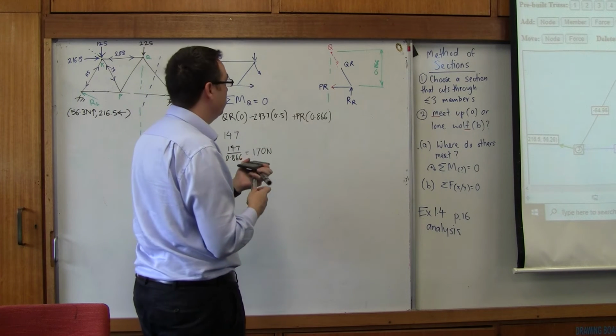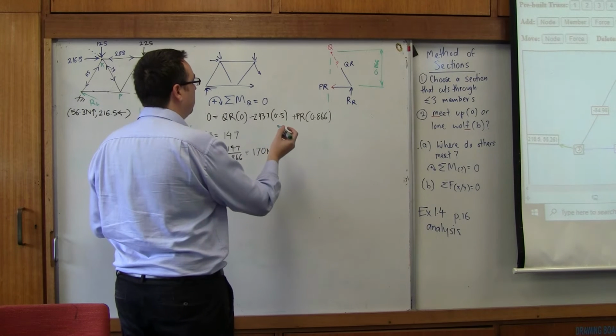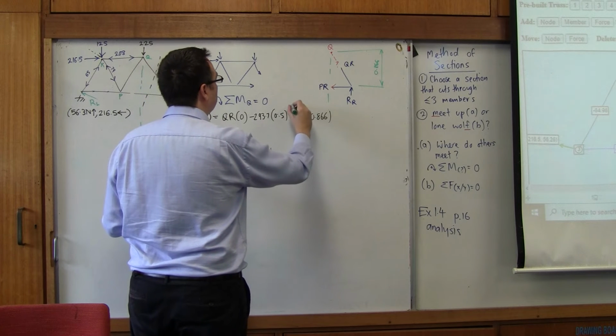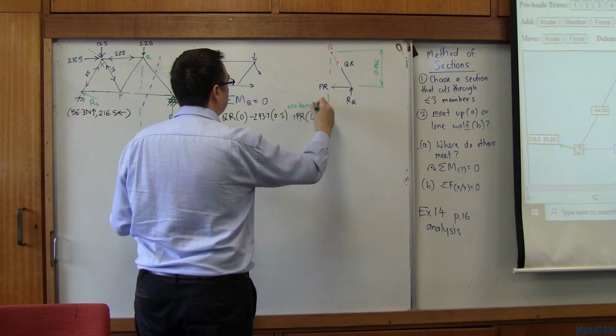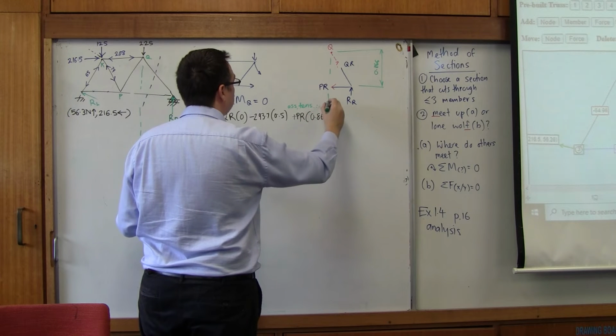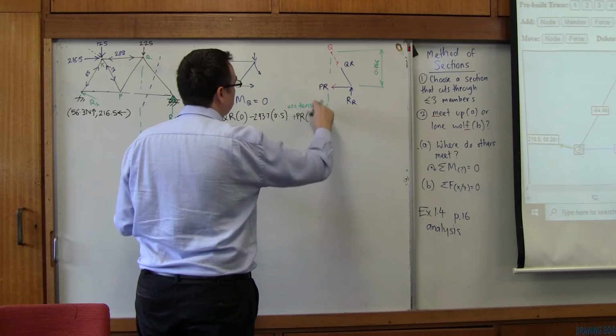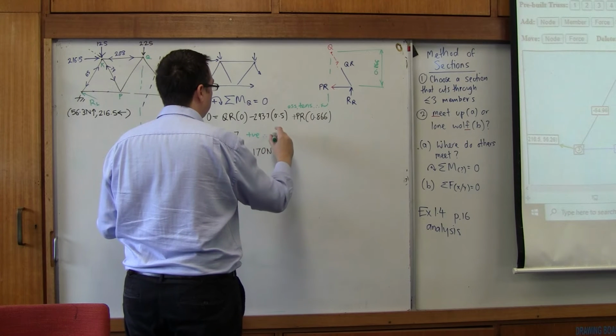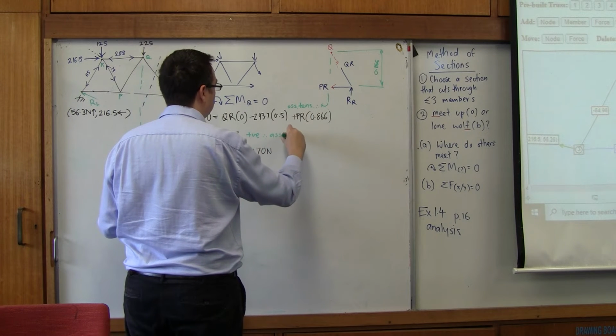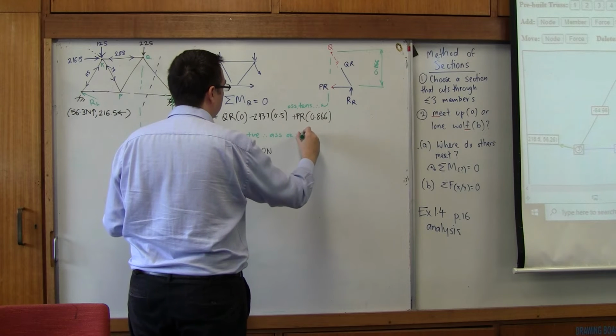Now, our assumptions. I didn't write my assumptions in this time. So we said that PR, we assume tension, and so therefore it's going clockwise. And I like to draw a little arrow to help me remember. Our answer was positive, therefore the assumption was okay, therefore tension.